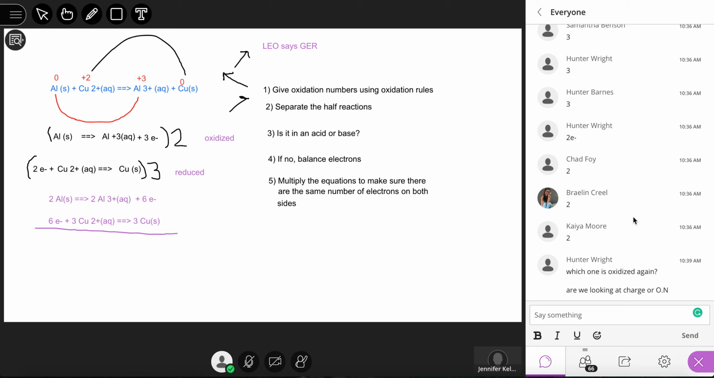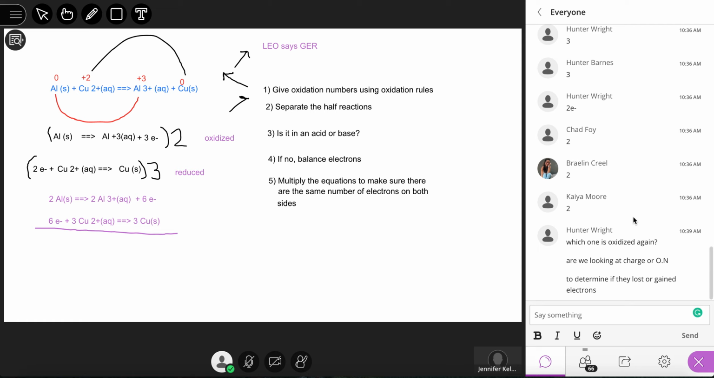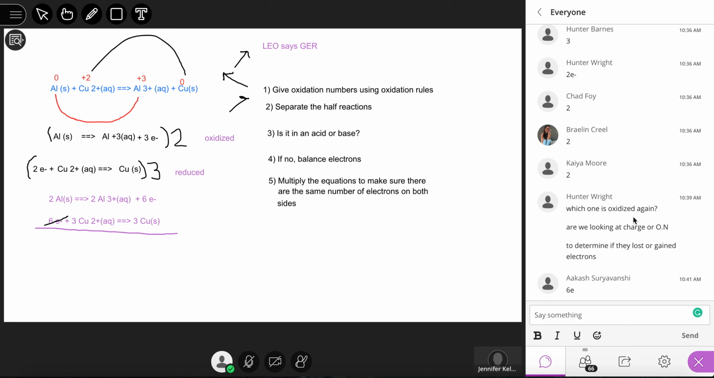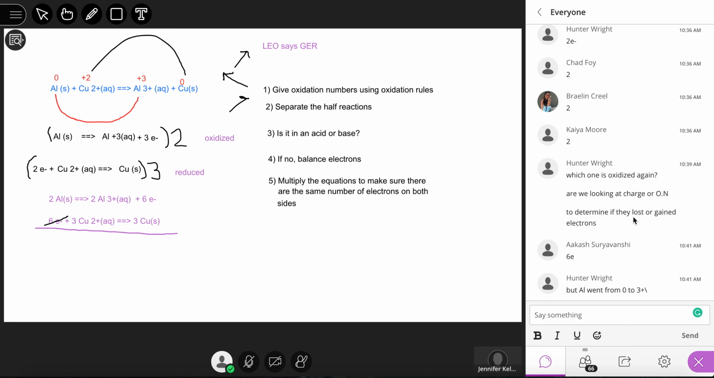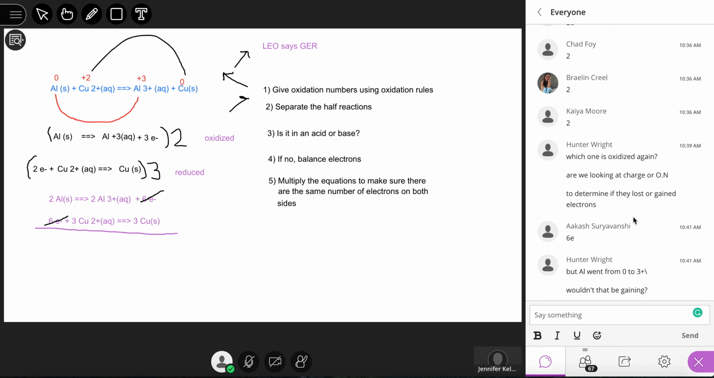Are we looking at charge or oxidation number? Oxidation number. That's a good question. The oxidation number. Correct. We're looking at the oxidation number. All right. So I noticed that I have 6 electrons on the reactant side and 6 on the product side. Correct. It went from 0 to +3.